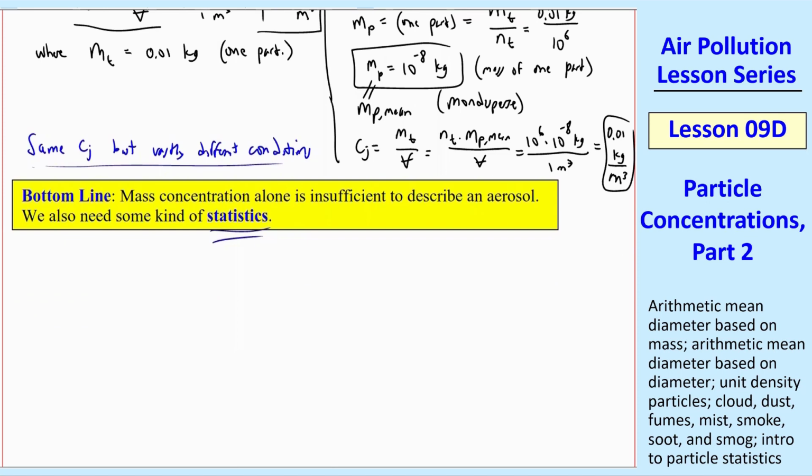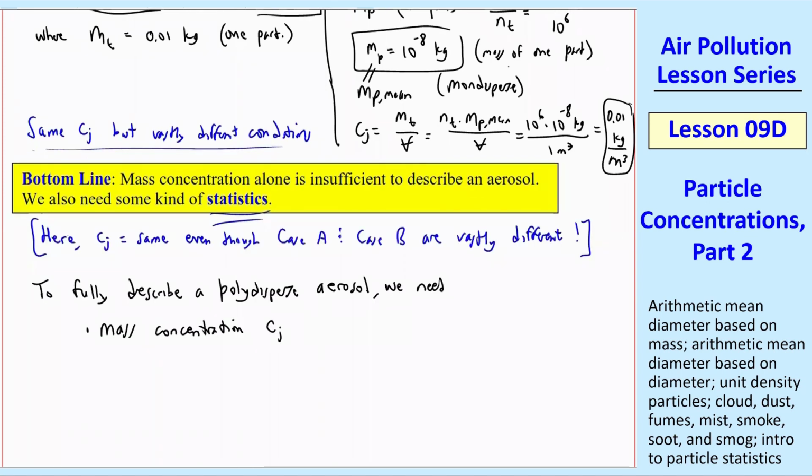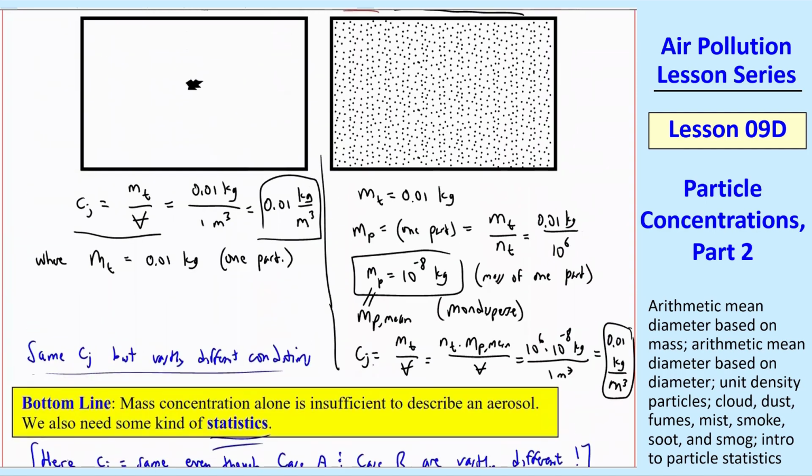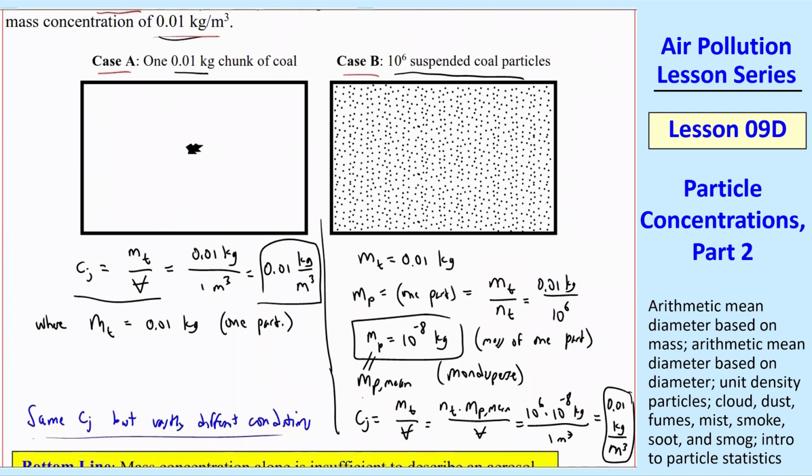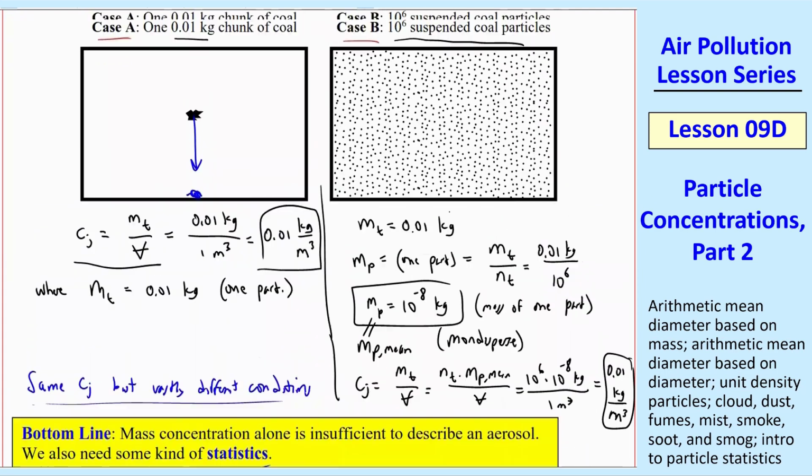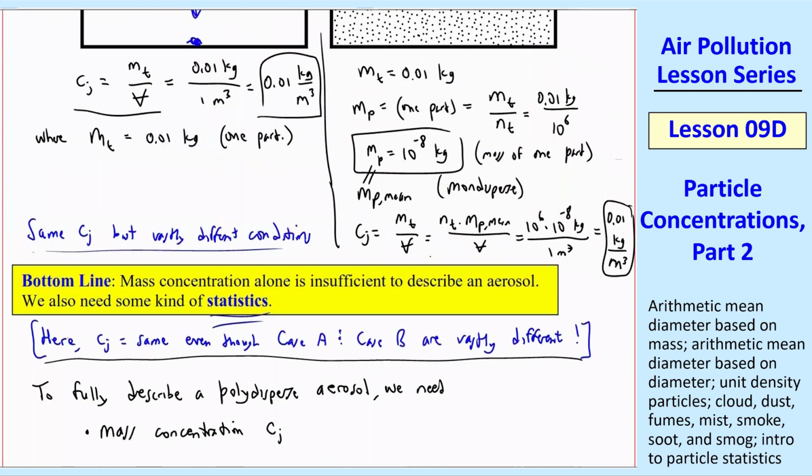Let me just write out what we need here. To fully describe a polydispersed aerosol, we need, first of all, mass concentration, but that is insufficient. As I showed here, we have the same C_j in case A and case B, but case A and case B are vastly different animals here. By the way, in this first one, you can't even call this an aerosol because it's just going to fall to the ground very quickly, it's not going to be even suspended. It's such a big chunk of coal. But these little tiny particles can be suspended in the air for a while.